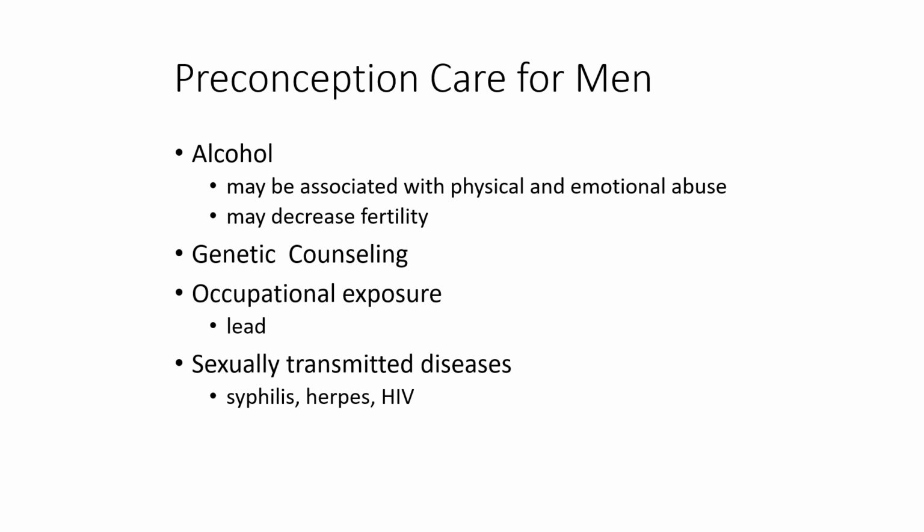And genetic counseling also should be given if he has any family history of genetic disorders. That should be taken. And occupational exposure, whether he is getting exposed to any occupational hazards, whether he is getting exposed to X-ray, lead, all those things, that history also should be taken from the man. And if he has such history, it should be avoided. And we should take a history of sexually transmitted diseases. If the man has a history of syphilis, herpes, HIV, in those cases also, we should treat that. And if the HIV is severely complicated, it is better to avoid the pregnancy. We can educate him about that.